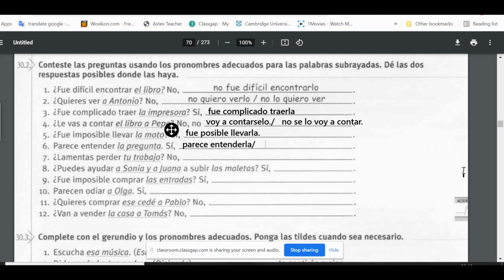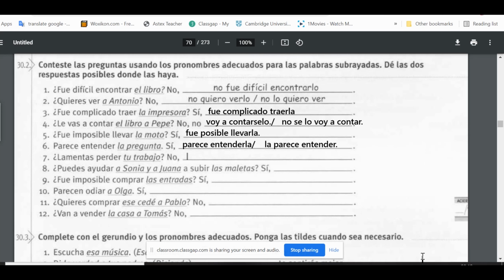Over here. "La parece entender" is also fine. Okay, you can use either one, the one you like the most. I think maybe for you the easiest one is the first one. Yeah, "parece entenderla."